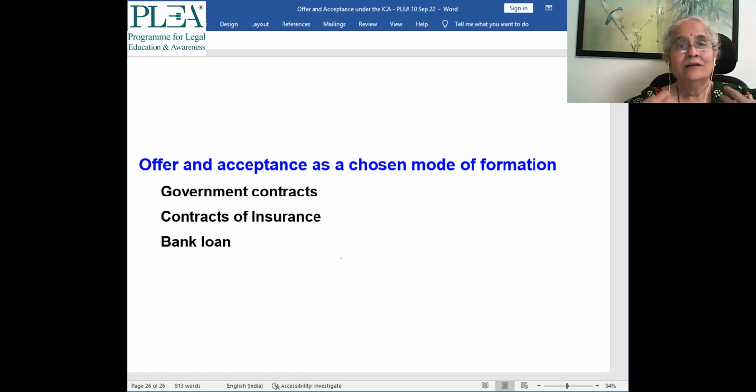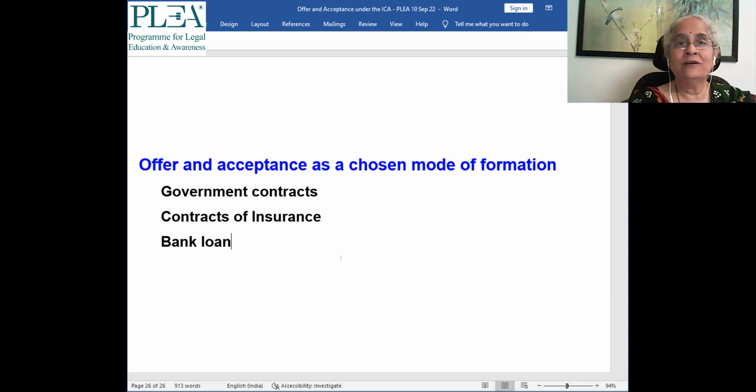Similarly, you want insurance, you make a proposal. The company's website invites proposals. You make the proposal in the form given by the company. The tenderer also submits the tender in the form given by the government. Why? Because the proposal is to be analyzed before it is accepted.